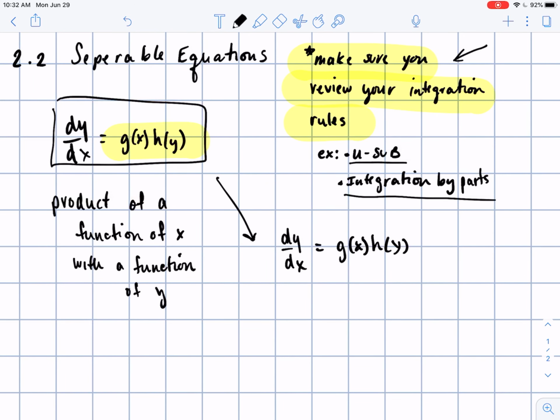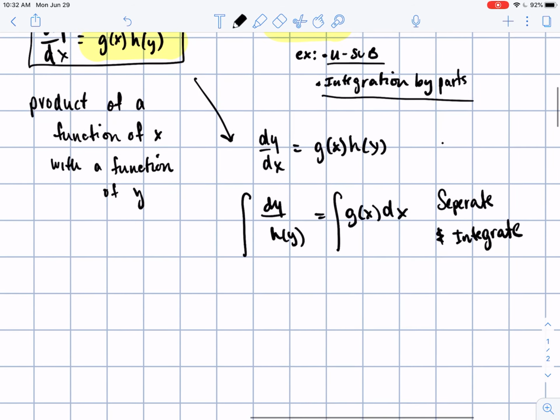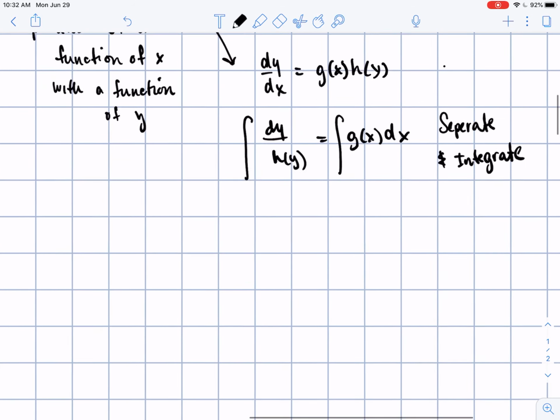Okay, so here, if you think about it, I can rearrange it to dy over h of y and write it as g of x dx. You can see we are then able to integrate both sides. So the idea is separate and integrate. Okay, cool.